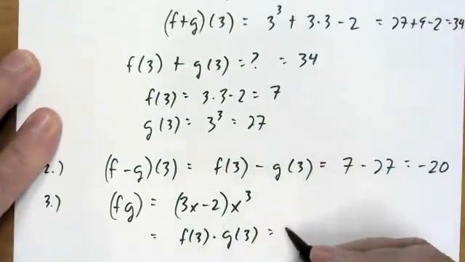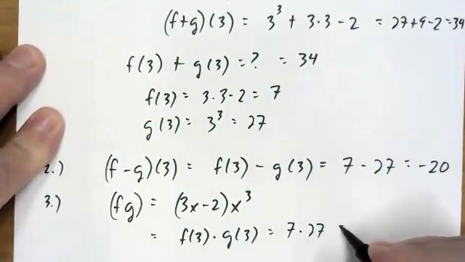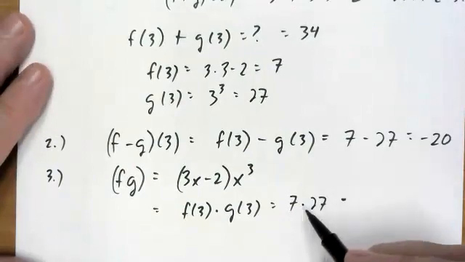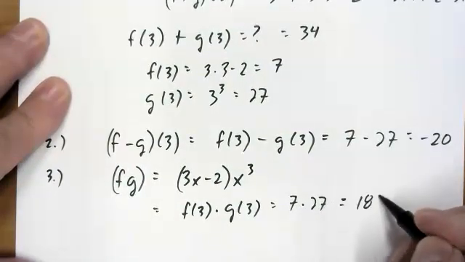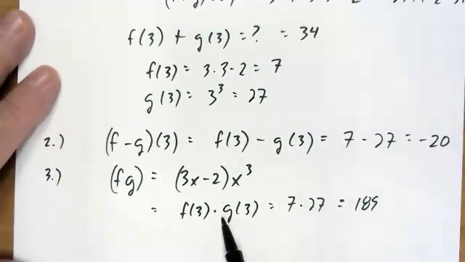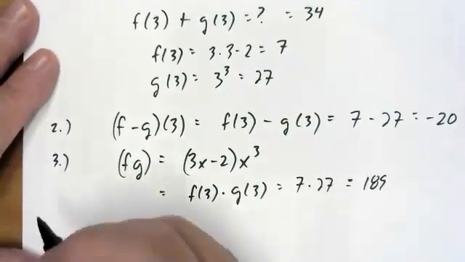f of 3 we know is 7. g of 3 is 27. If I take a chance and do this in my head, 140, I think it's like 189. In other words, this is still easier than having to deal with all this stuff here.